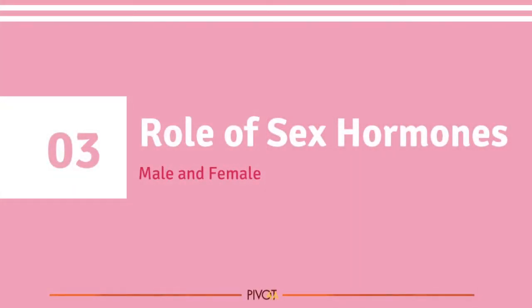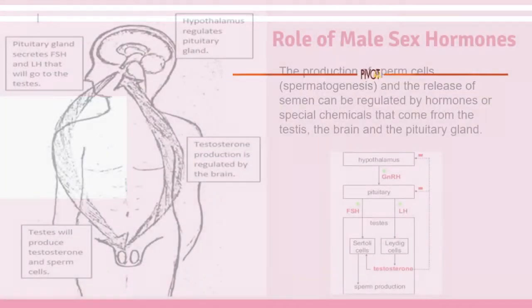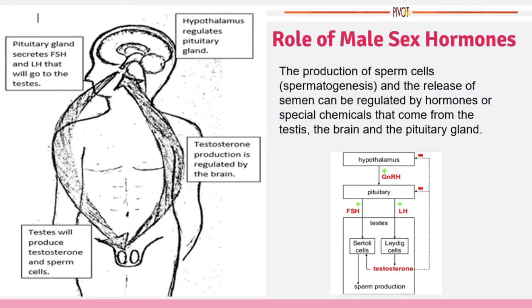Now let's proceed to the role of sex hormones in male and female. Now we are done familiarizing ourselves with the parts of the reproductive system. Now let's proceed to the role of sex hormones. Let's start with the role of male sex hormones.